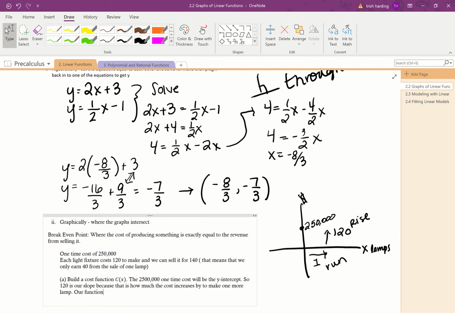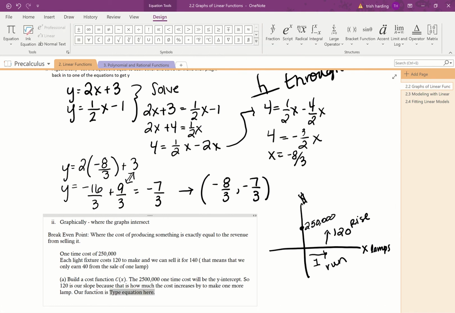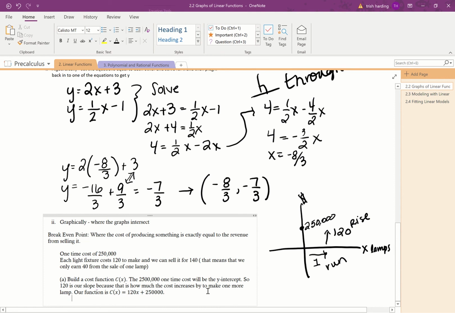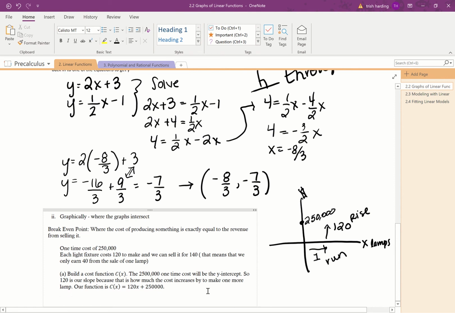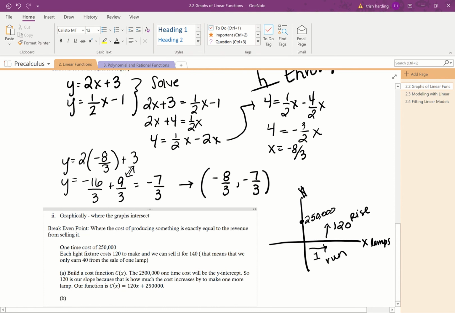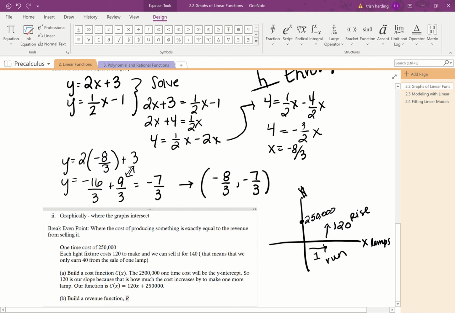So our function is c of x equals mx plus b. Here our m is 120 and our b is the 250,000. So that's our cost function. Now it wants us to build a revenue function, and this one will be capital R of x.